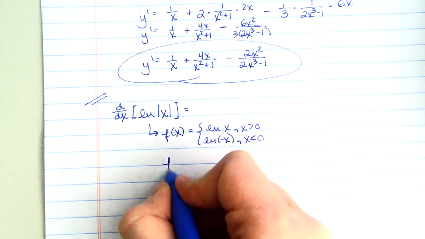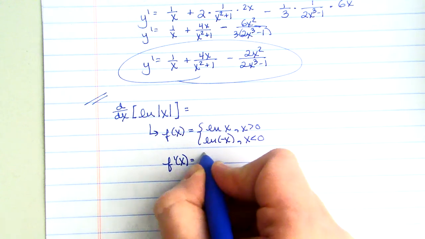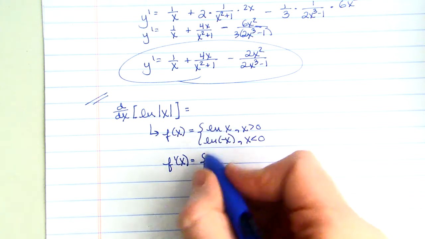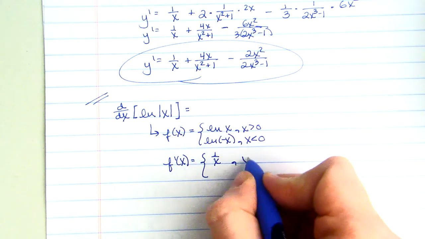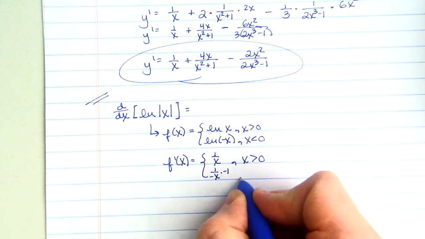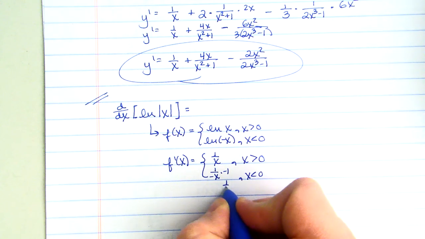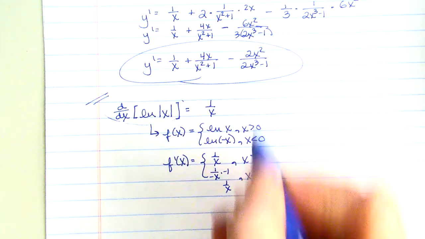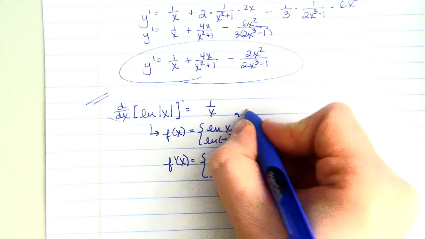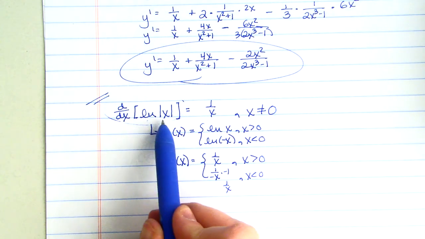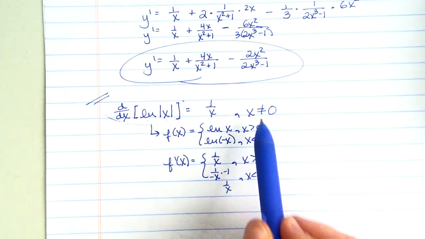If I try to find the derivative of this thing, f prime of x is going to equal the derivative of the natural log of x, 1 over x, when x is greater than 0, and 1 over negative x times negative 1 if x is less than 0. This is really just 1 over x. Which actually means if you want to find the derivative of this thing, it's still just 1 over x. And this one's valid anywhere that x doesn't equal 0, as opposed to the derivative of just the natural log of regular x, which is valid when x is greater than 0.